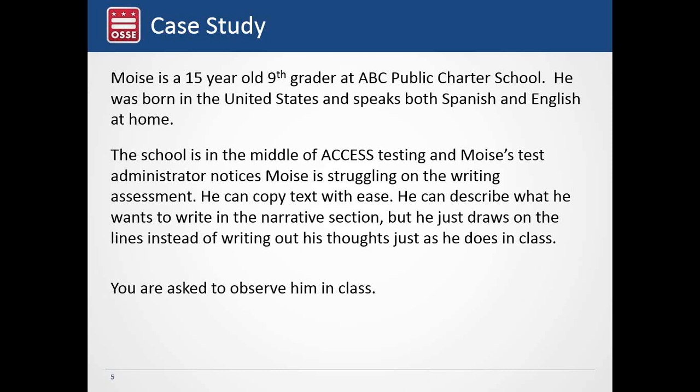The school is in the middle of access testing, and Moise's test administrator has noticed that he's struggling on the writing assessment. While he can copy text with ease, he can describe what he wants to write in the narrative section, but he just draws on the lines instead of writing out his thoughts. And that's exactly what he does in class, too. Now, let's pretend you are asked to observe him in class.